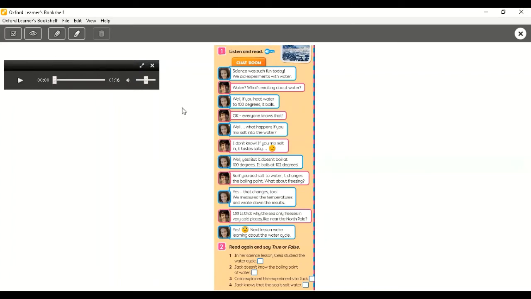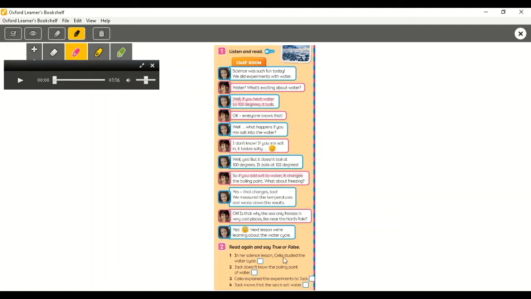Okay, now can you find zero conditional sentences? Yes, this is the first one. If you heat water to 100 degrees, it boils. Okay, great. And the second one we have here, if you add salt to water, it changes.